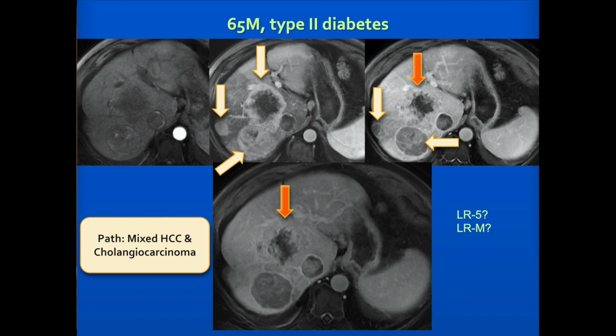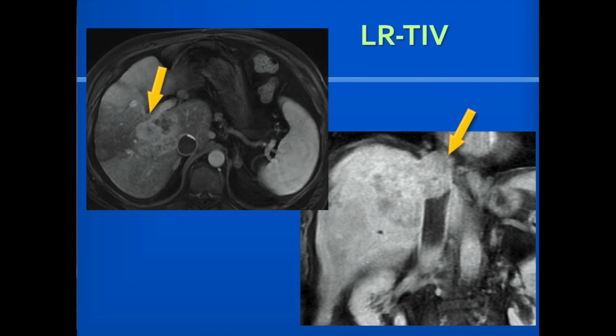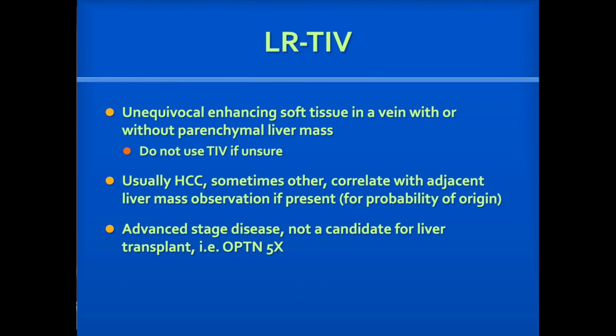And if you establish this diagnosis pathologically, these patients do not get MELD exception points, and they are treated more based on their cholangiocarcinoma histology than their HCC pathology. The same patient has tumor extending into the IVC, so this would be LRTIV. Again, that's a very important observation to make because it impacts treatment. These patients who have vascular invasion are generally not considered transplant candidates because of the very high risk of recurrence.